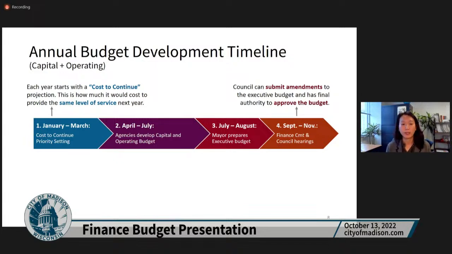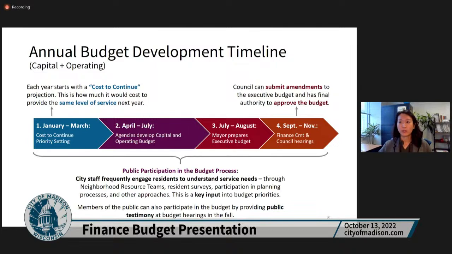And agencies have about 6 weeks to develop both their capital and operating budgets. And it goes through an internal proposal process where agencies present their request to the mayor's office. And there are some decision meetings, and the budget team prepares the executive budget, which is released and announced to the Common Council in September and October. And then the Common Council goes through a series of meetings in the Finance Committee and in the Common Council to amend the budget and approve the final budget.